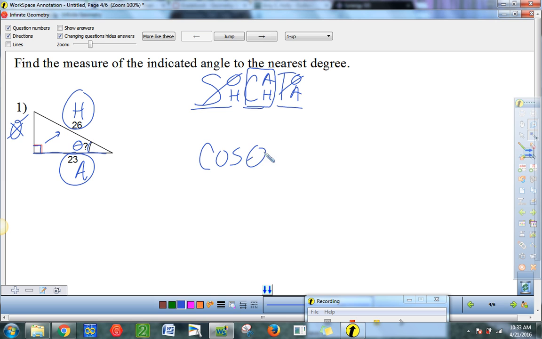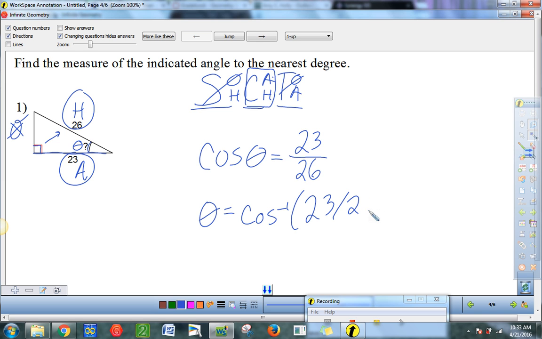So we've got cosine of theta equals A over H. So what's my fraction? 23 over 26. And we got to solve for this. Inverse cosine. Even the little blue calculators in the back, you can type them in exactly.